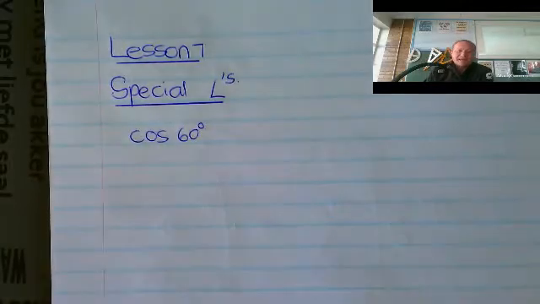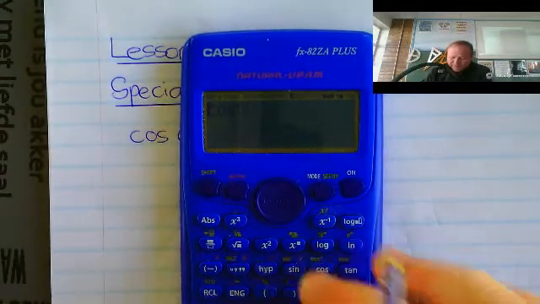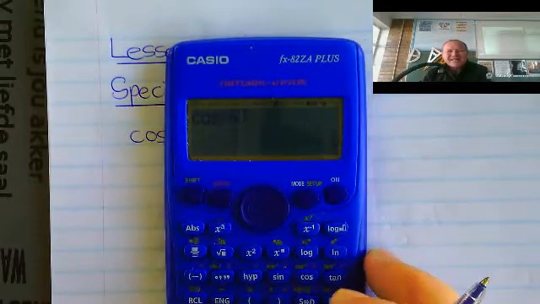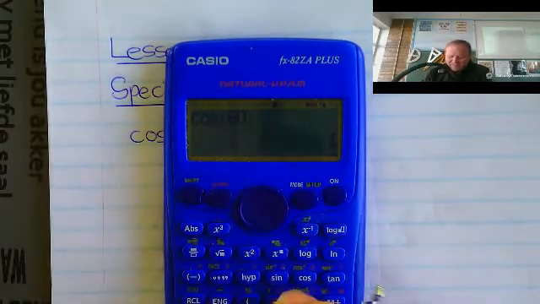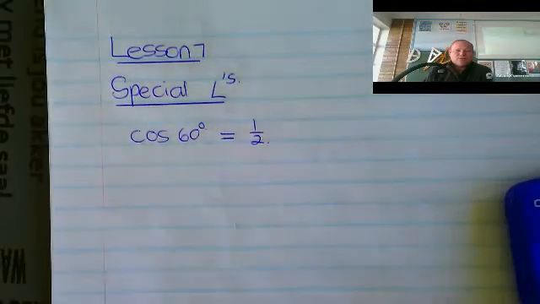Now, for instance, cos of 60 degrees. Let's quickly work this out with our calculator. Okay, here's my calculator. Cos of 60 degrees. My calculator, I hope you can see that, gives a half or 0.5.